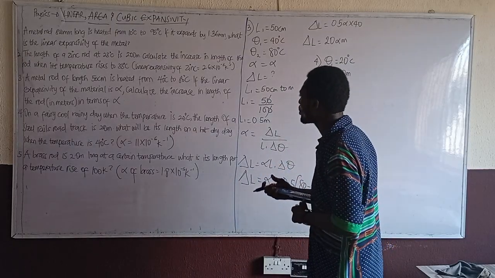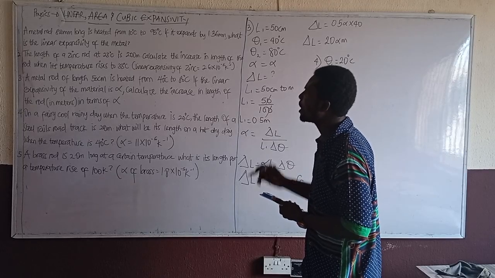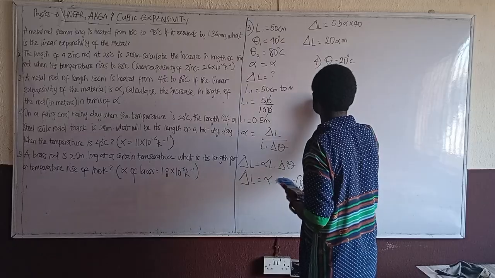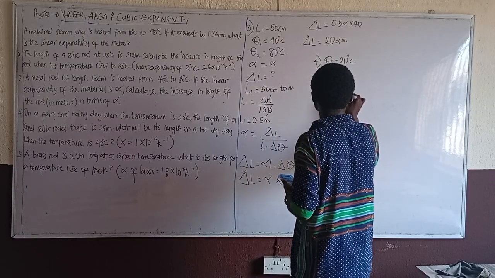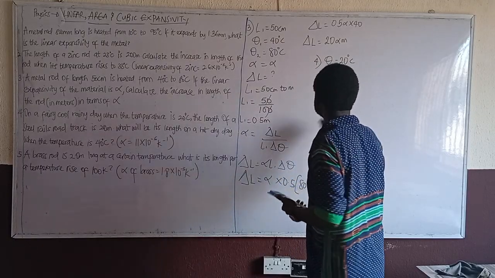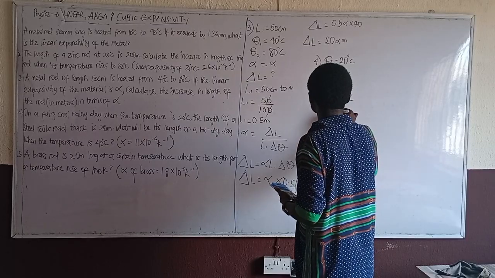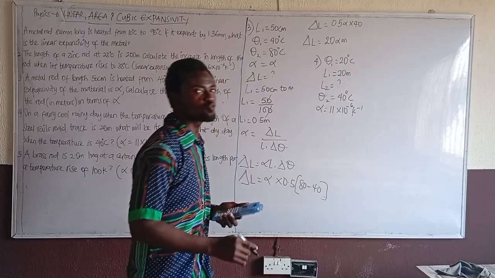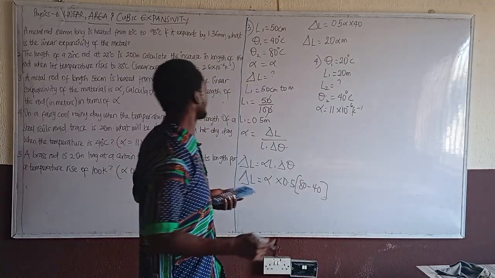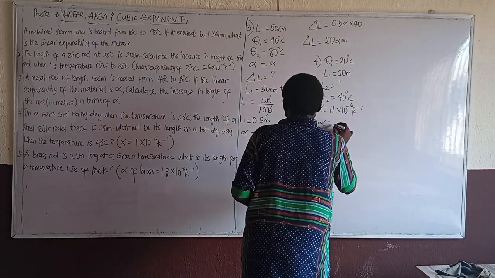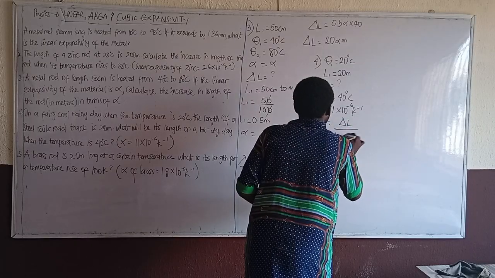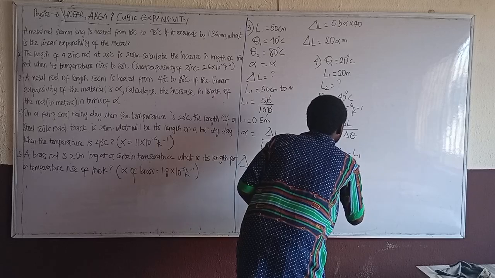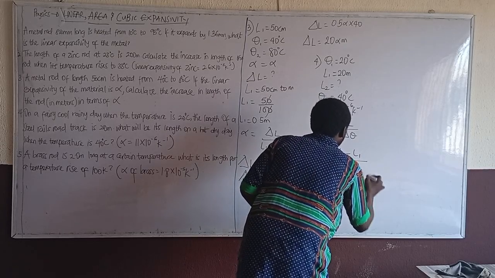What will be its length on a hot dry day when the temperature is 40 degrees Celsius? Theta 2 becomes 40 degrees Celsius, and linear expansivity is 11 times 10 raised to the power minus 6 per Kelvin. This time around, you are looking for the final length. Don't forget that linear expansivity is delta L over L1 delta theta. So here becomes L2 minus L1 over L1 delta theta.